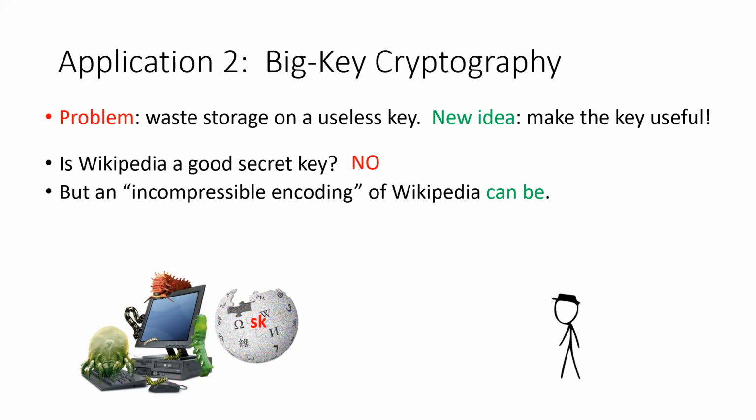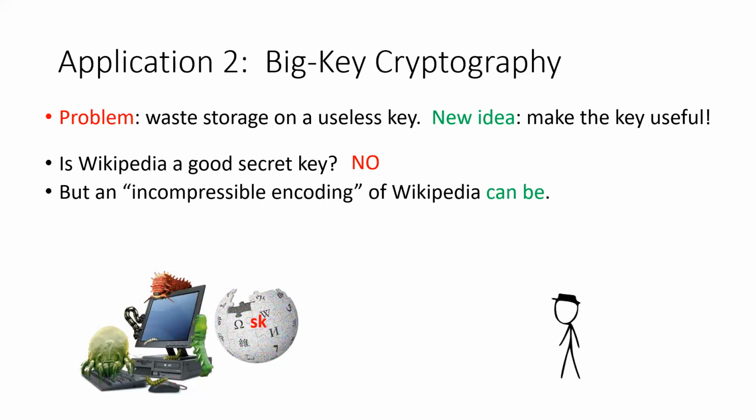Instead, we're saying use an incompressible encoding of Wikipedia as the secret key. And now you can see there's at least some merit in this idea. First of all, the incompressible encoding is somehow randomized. So there's some randomness: even if you know Wikipedia, you don't know the incompressible encoding. And moreover, it's hard for an adversary to exfiltrate the entire secret key without downloading too much data out of the compromised system, because that would mean he can compress this incompressible encoding of Wikipedia.